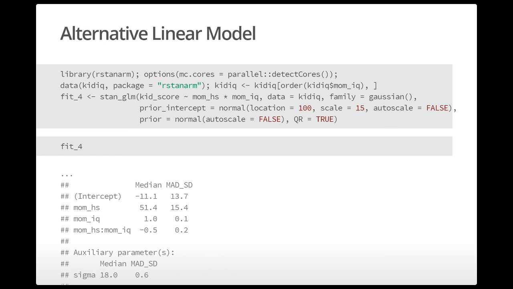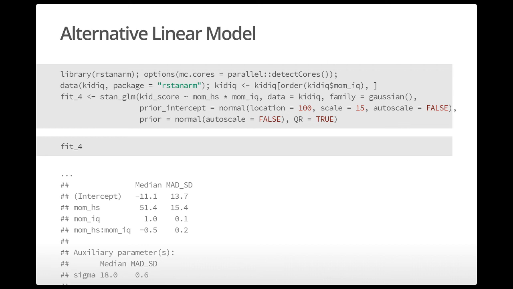But this is a model for a data set where they give IQ tests to babies and then model the baby's IQ as a function of characteristics of its mother. In this case, we're just using the IQ of the mother and whether she graduated from high school and the interactions between those. And so, that's all fine.